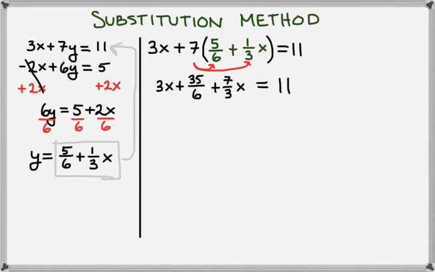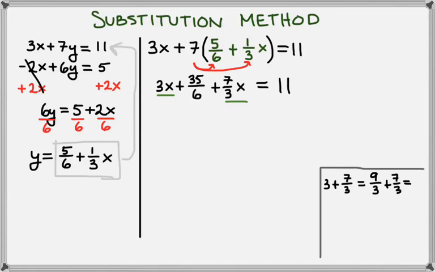Now we want to combine the like terms on the left-hand side. Let's go ahead and make a little fraction corner down at the bottom. To combine these like terms, we want to add 3x plus 7/3 x. So we need to figure out what 3 plus 7/3 is. Well, we can rewrite 3 as 9/3 plus 7/3. Now we do this to get the denominator the same in each fraction. Once we have the denominators the same, remember we can just add the numerators. So we have 9 plus 7 equals 16, and we'll have that over 3. So back to our equation, we have 16/3 x plus 35/6, and that's still equal to 11.